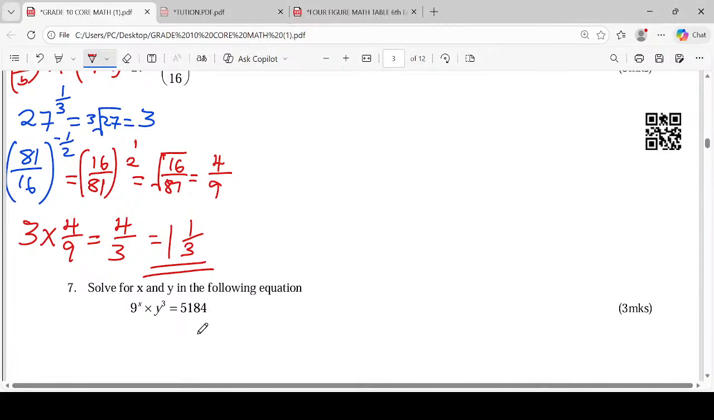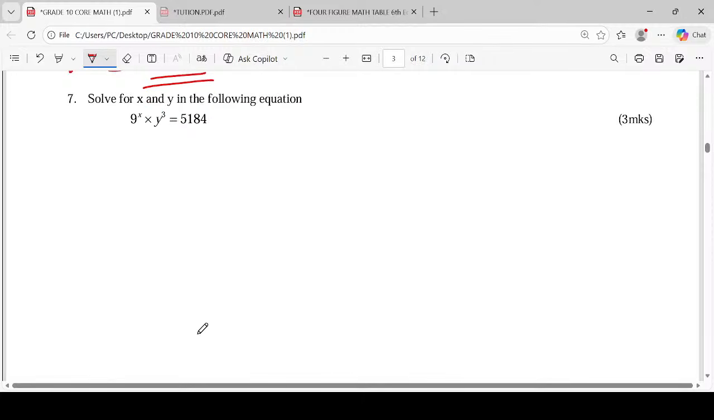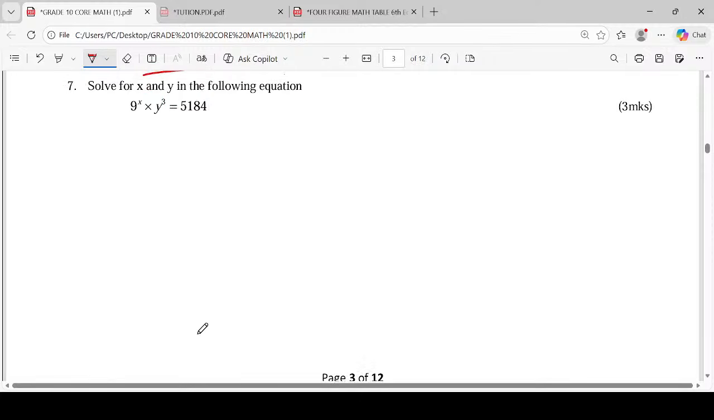Let us have a look at question number 7. We want to discuss this question number 7. Solve for x and y in the equation: 9 power x multiplied by y cubed is equal to 5,184. First we are going to get the factors of 5184. We are going to start with the smallest number, which is 2.